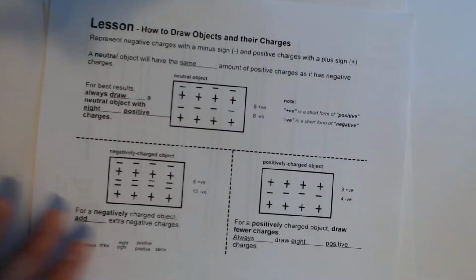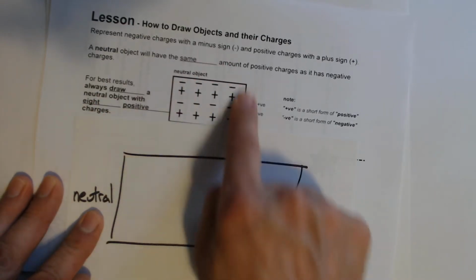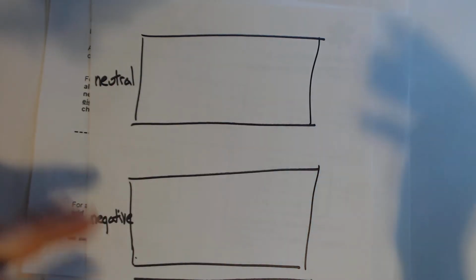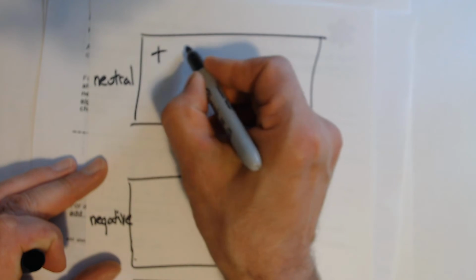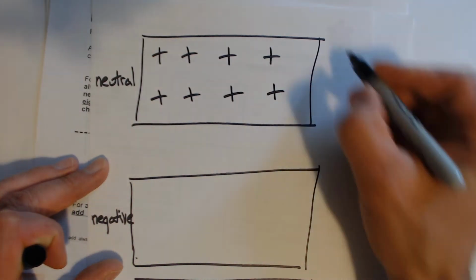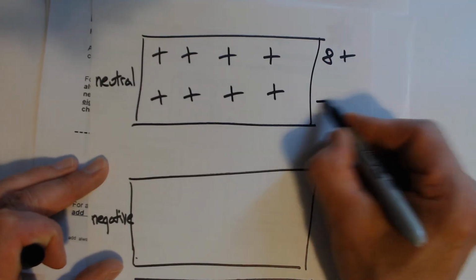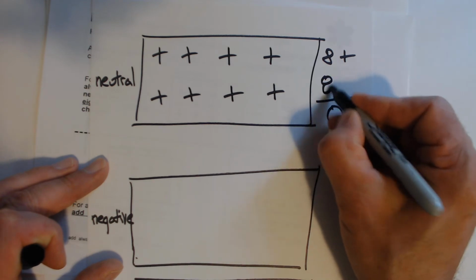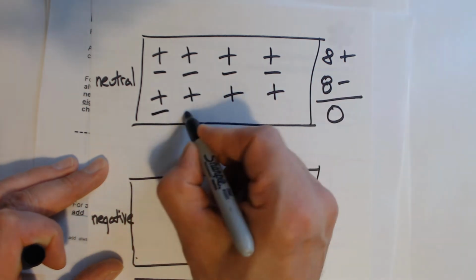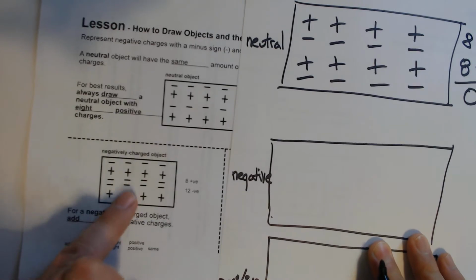So let's do the first one first. How to draw a neutral object. Basically, I start off with 8 positives. 1, 2, 3, 4, 5, 6, 7, 8. So it has 8 pluses. And because it's neutral and ends up with a 0 charge, it's going to have 8 minuses. 1, 2, 3, 4, 5, 6, 7, 8. Done.